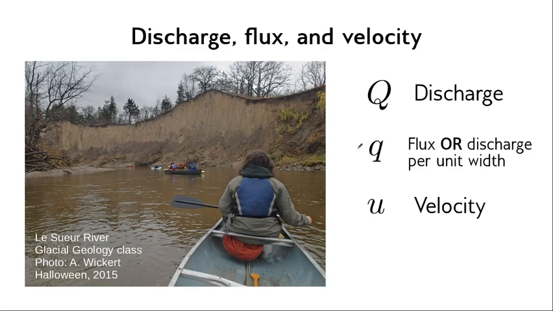Discharge, flux, and velocity are three words that we use all the time in geomorphology. The reason for that is because they describe material moving. So for example, velocity might be the easiest to think of. If I'm looking at this image right here, this canoe might have a velocity where it's being pulled down the river in that direction.